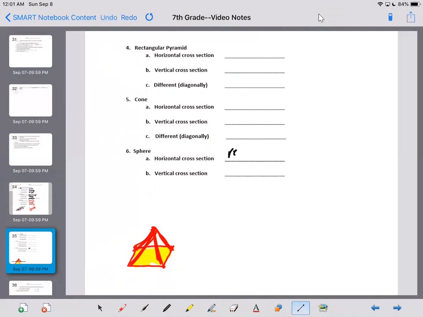Well, a horizontal cut on a rectangular pyramid, we would see a rectangle. A vertical cross section, so that means we're just cutting it right down at the peak, we would see a triangle.